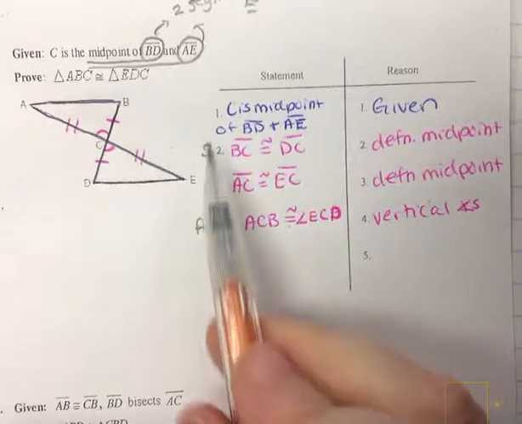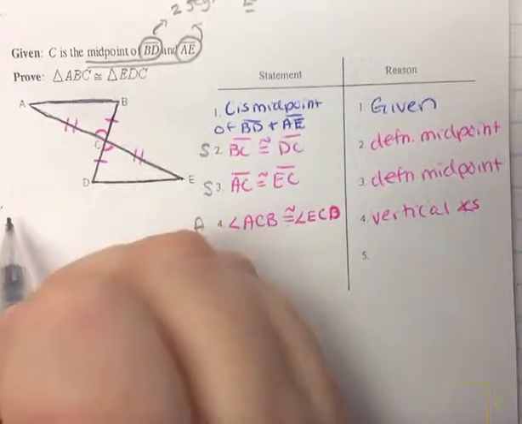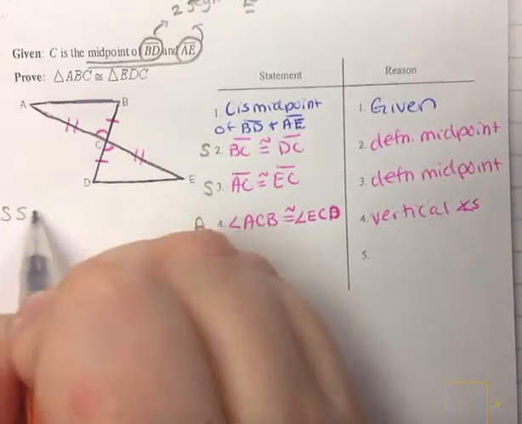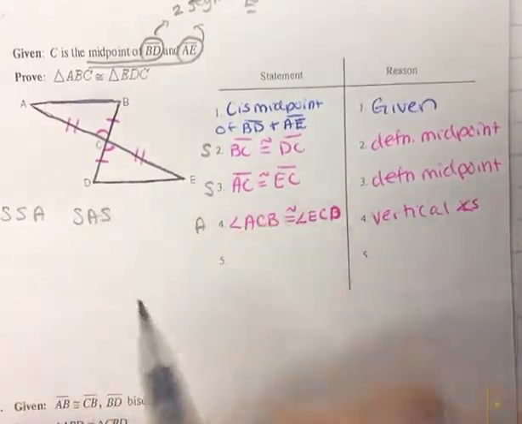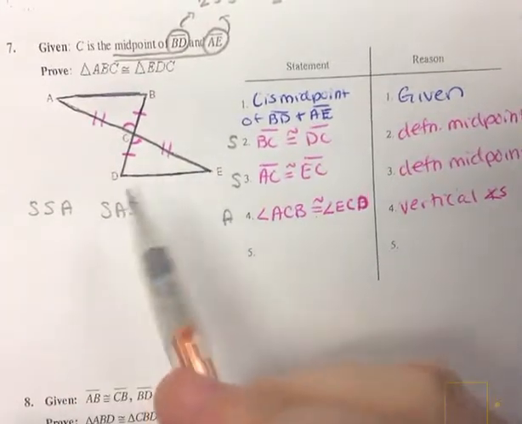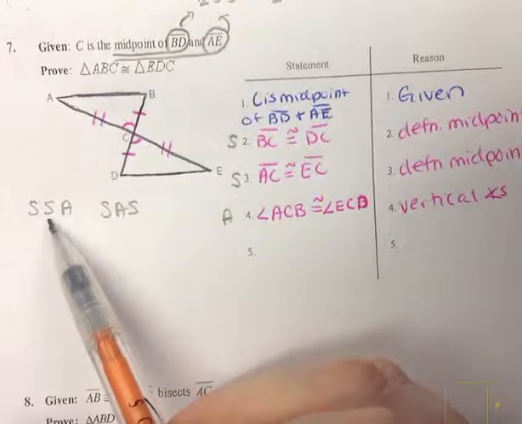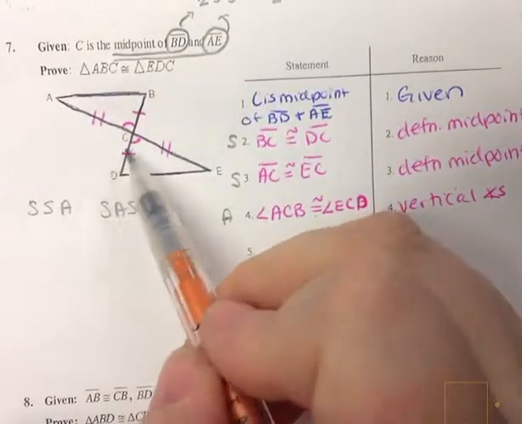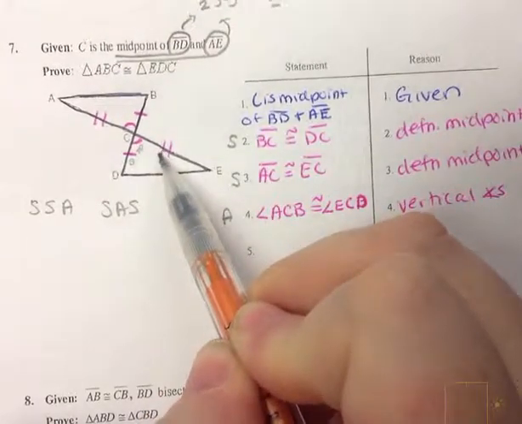So again, we look at how many we have. We have 3 things, and our 5th one should be our conclusion. So we have SSA or SAS. If we look at our picture, we know SSA can't work. If we have SSA, we know these are not congruent. So we look at our picture, we have a side mark here, an angle, and a side.